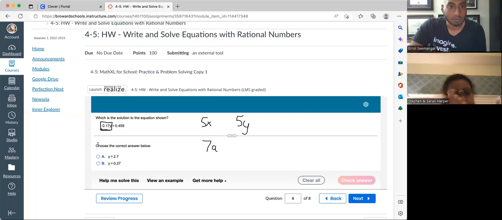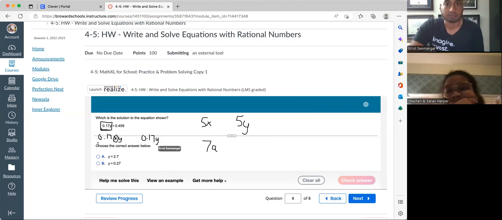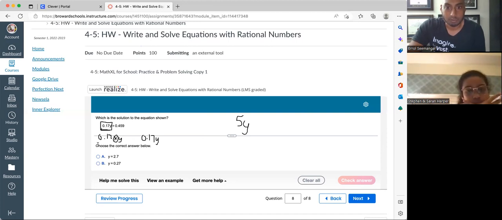Is it 0.17 multiplied by 0.459? No, just look on the left side. It's 0.17 times y. They didn't write the times. They just wrote 0.17y. When they read it like that, it's multiplication. So what's the opposite of multiplication? Division. Sorry. So what numbers are we dividing? We're dividing 0.17 and 0.459.